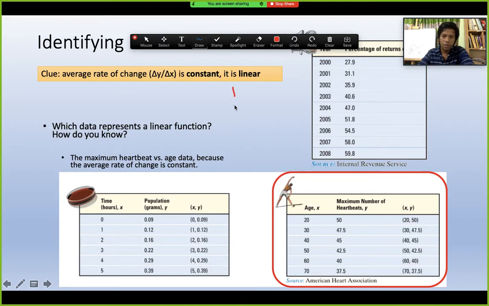Suppose if I write 1, 2, 3, and here 5, 10, 15. So this means it is linear, because the gap on this side is 1 everywhere, and the gap on this side is 5 everywhere. So this data is linear.